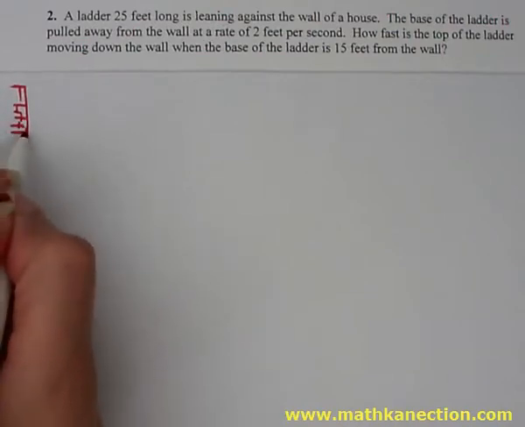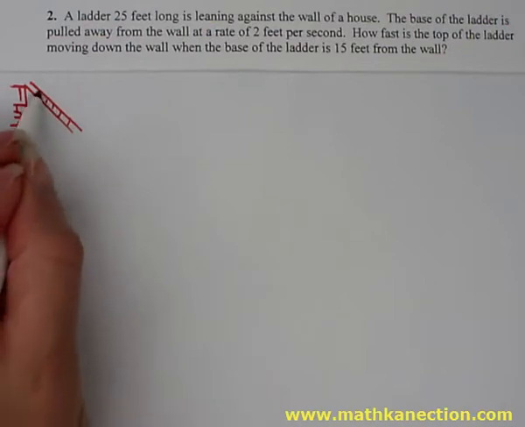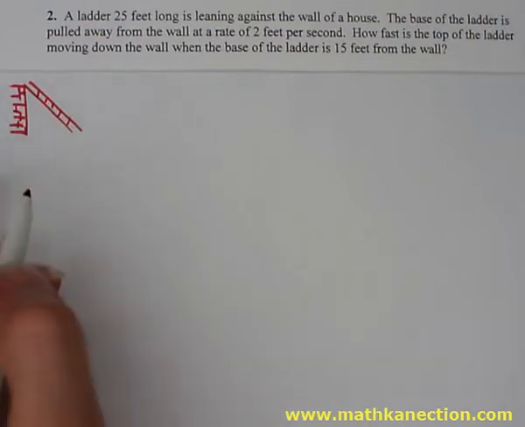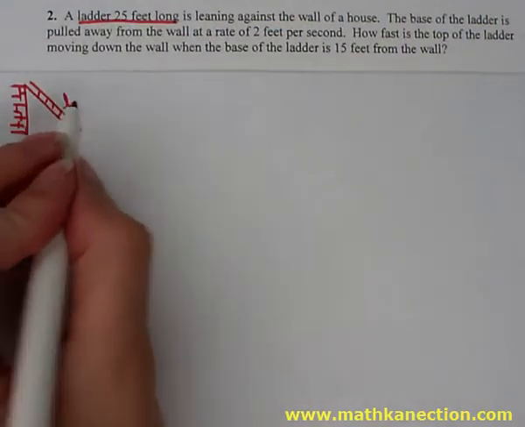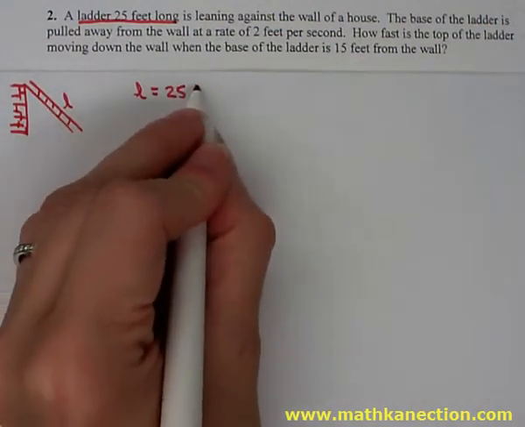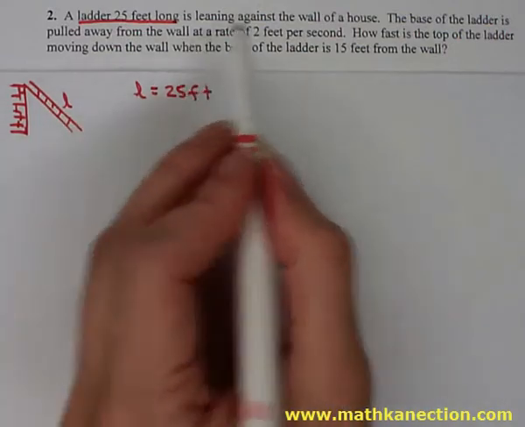So in the next problem, we're going to draw a picture of a ladder that is leaning against a wall. So we have a ladder leaning against a wall. Go ahead and label the ladder with L. And so given information is the ladder is equal to 25 feet. So writing down ladder is equal to 25 feet, the L.